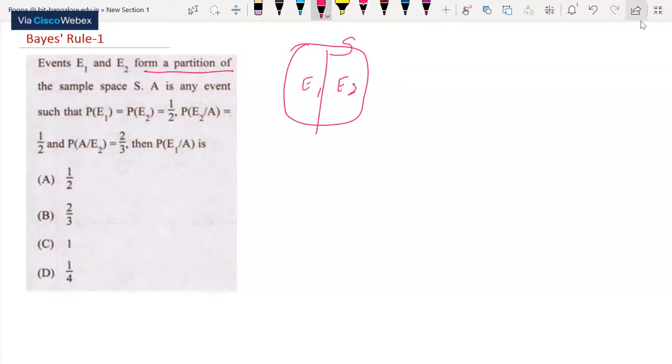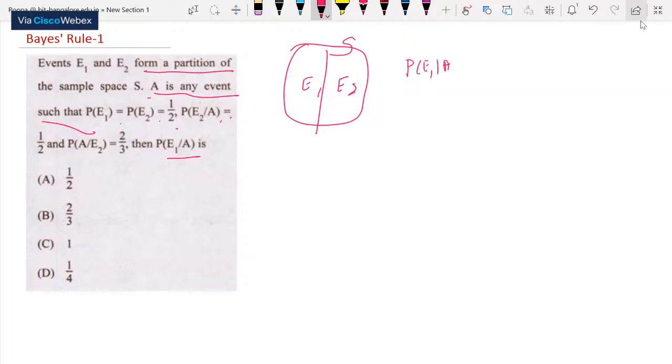Partition of the sample space. Yes. A is any event such that probability of E1 equals probability of E2 equals 1 by 2. Then probability of E2 slash A is nothing but 1 by 2, and probability of A slash E2 is nothing but 2 by 3. Then I want to find out probability of E1 slash A. Now observe carefully.